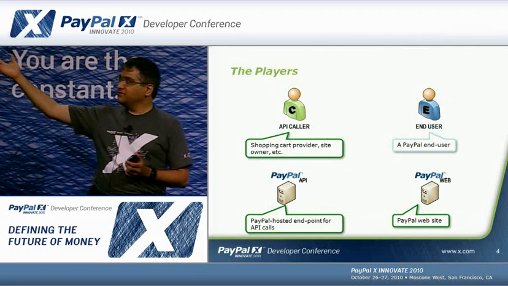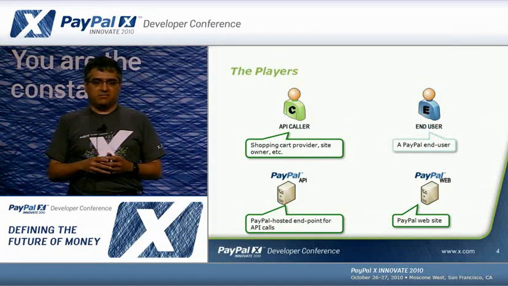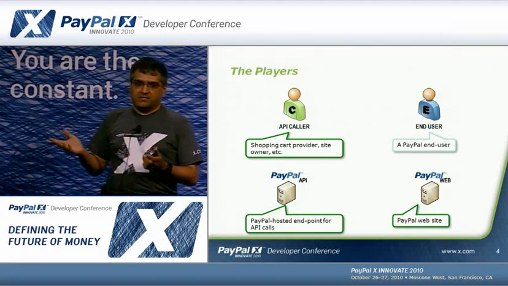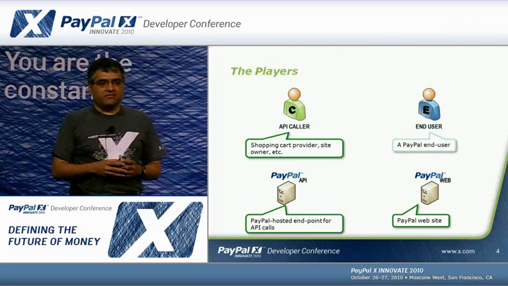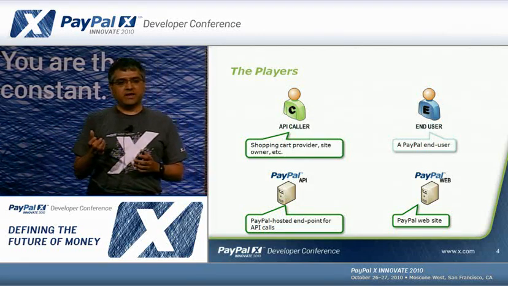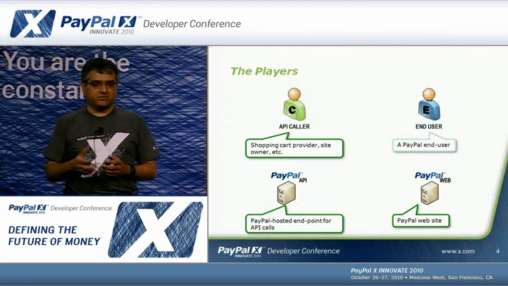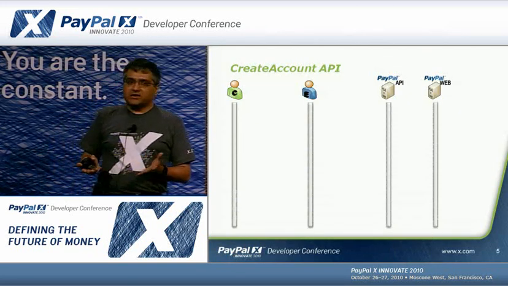So these are the players listed here. The API caller, listed as a C. The end user, a current or future PayPal customer. And as I mentioned, the endpoint, this is the endpoint that you use to make the API calls. And finally, the PayPal website. This is primarily used to get the end user confirmation for operations that you're doing on their behalf, as I will describe next. So we'll start with the Create Account API.